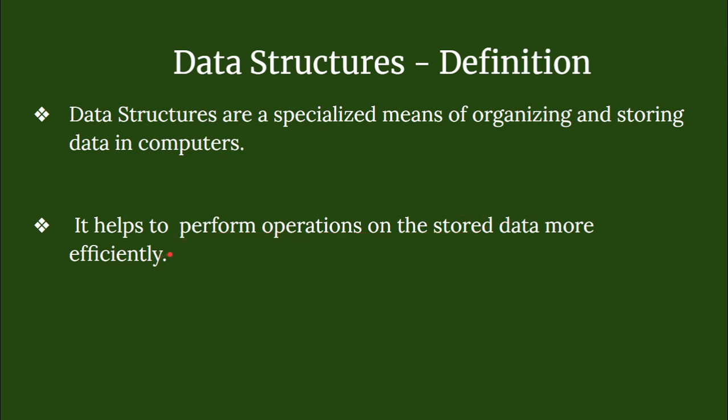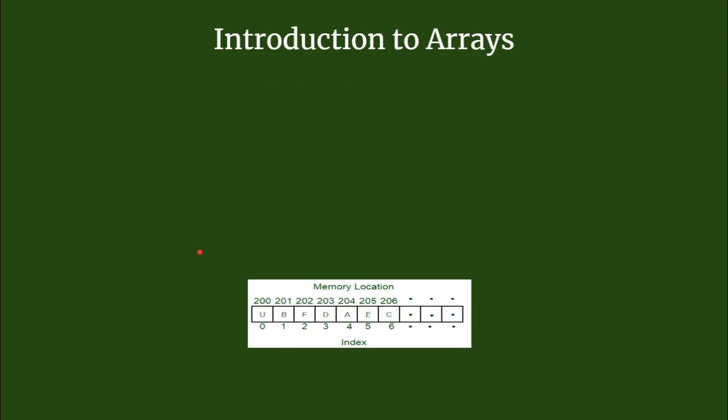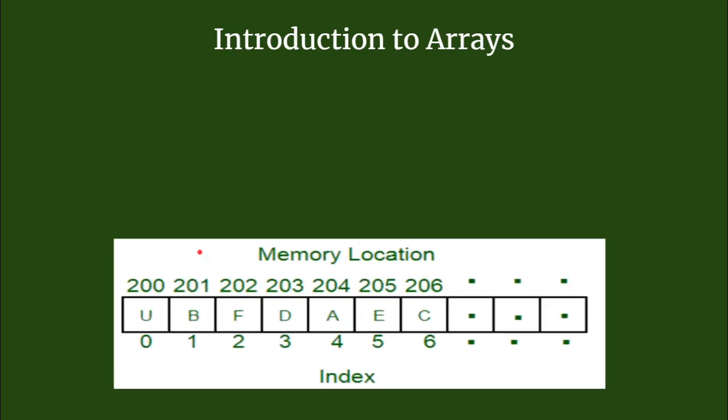So when the data is organized properly, when the data is arranged properly, all the operations like searching, sorting, merging, whatever the operations on the data structure, can be performed efficiently. And then let us see about the arrays. So this is the structure of an array. The array starts from one location.